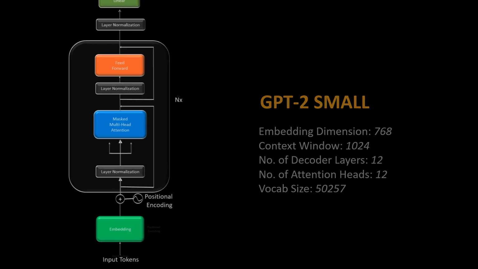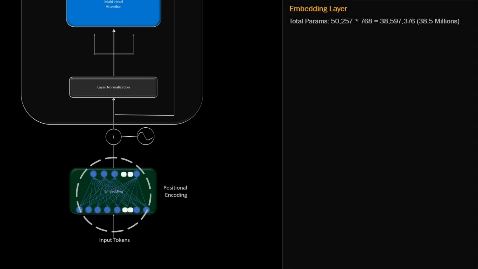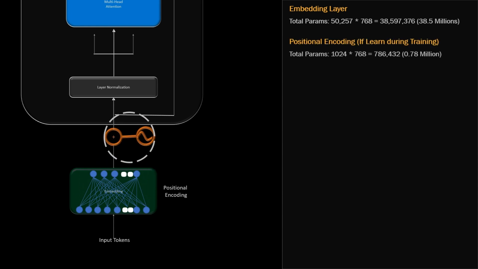First, let's start by counting the total number of parameters in this model. The embedding layer contains a learned embedding matrix, which is trained during model training. This layer alone has approximately 38 million parameters. Next, we have positional encoding, which helps the model understand word order. This can either be a fixed function or a trainable layer. In this case, we assume it is trainable, contributing about 0.8 million parameters.